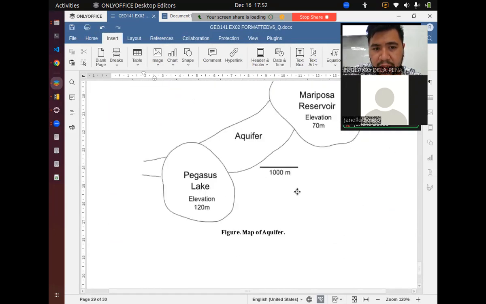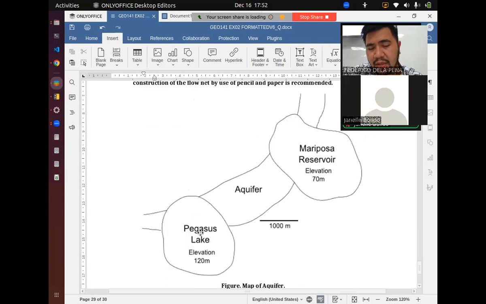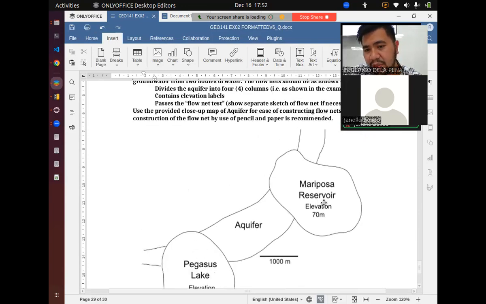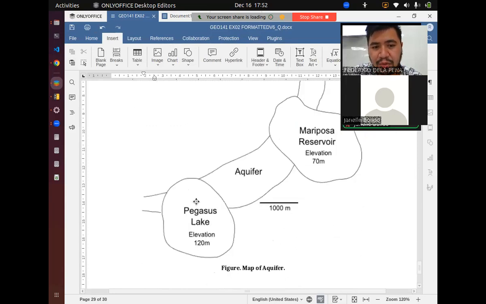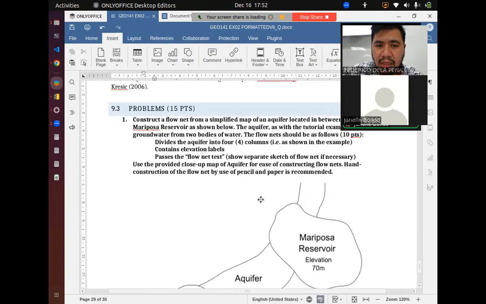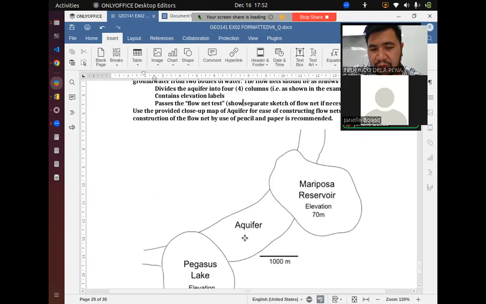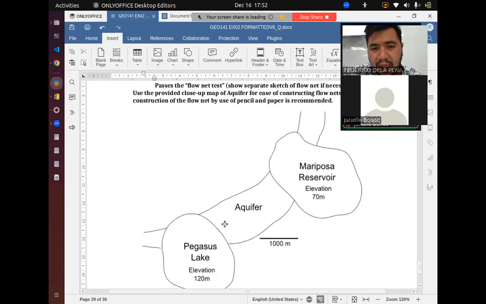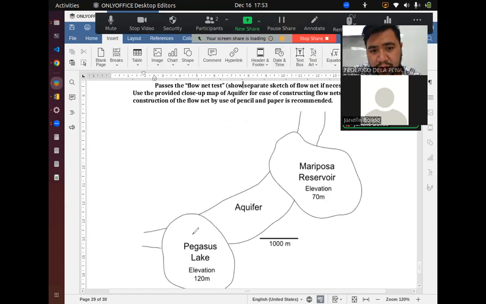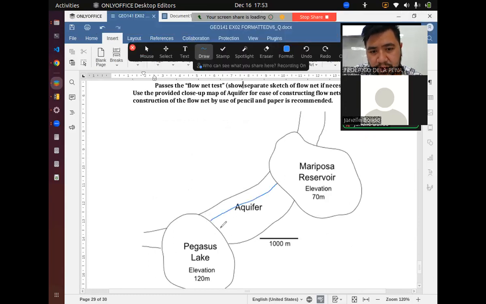So, itong Pegasus Lake, mas mataas siya, no? 120 meters yung elevation niya, and then meron kang Mariposa Reservoir, 70 meters. So yung tubig mula Pegasus, papuntang Mariposa, bumababa siya, no? And from there, all you have to do is just draw a flow net in this aquifer. Yung flow net nyo, just divide this aquifer into 4 columns. Okay, then basically just draw a flow net, no?